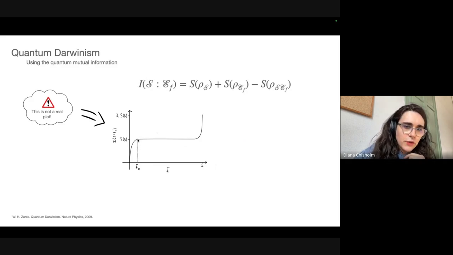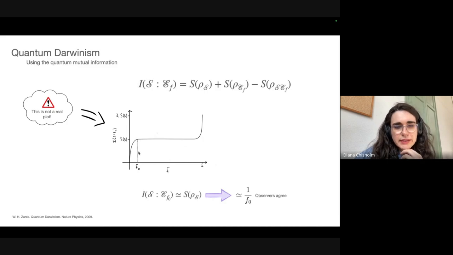And therefore, if you only need a tiny portion of the environment to obtain information about the system, in principle, you could cut your environment into many fractions, each fraction being of the size f(0). And therefore, you would have 1/f(0) environmental fractions that contain sufficient information about the system. So the condition you're looking for is the f(0) value for which this condition is satisfied. And this implies that more or less 1/f(0) observers are able to agree about the state of, well, about some property of the system.